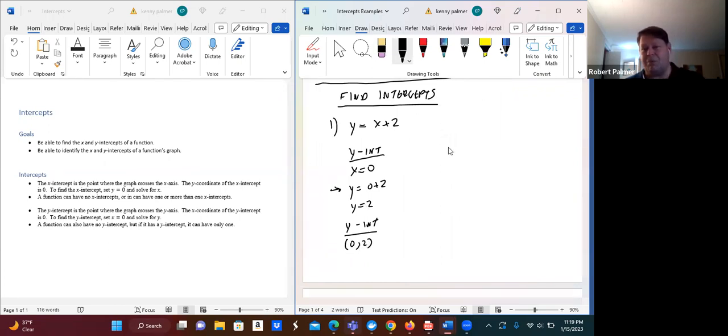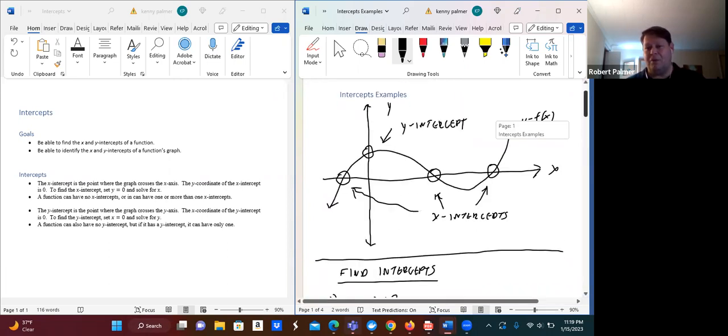Okay, now let's come over here and find the x-intercept, or intercepts in general, though in this case there's only one. So once again, if we go back to our original graph, in the same way, we have an x-intercept when the graph crosses the x-axis. And on the x-axis, y is equal to 0.